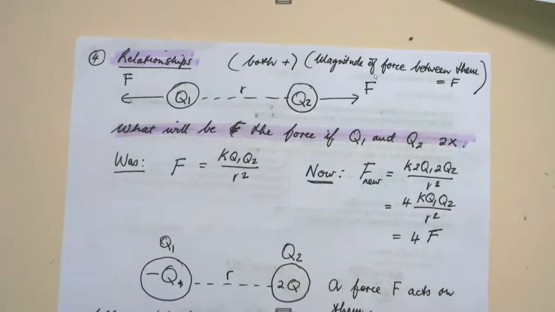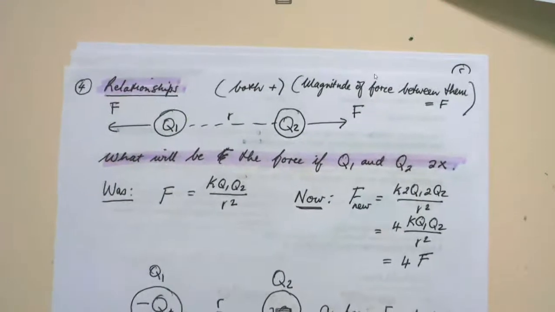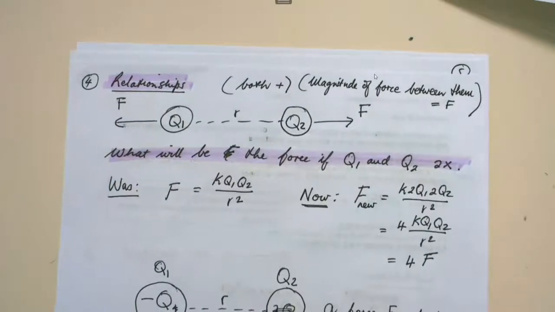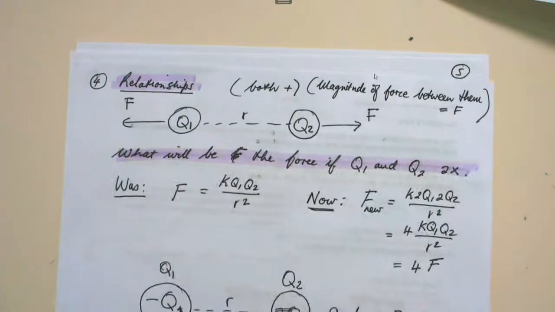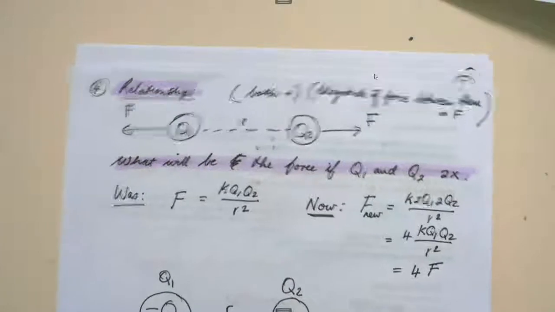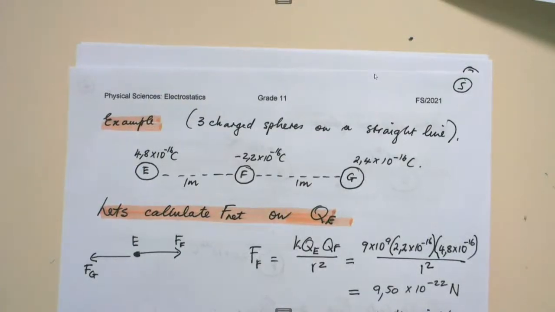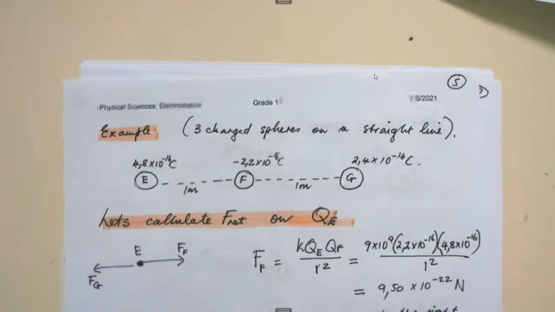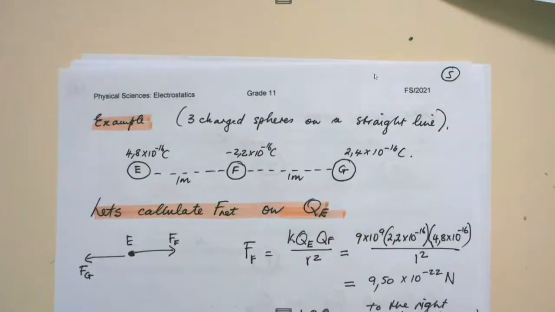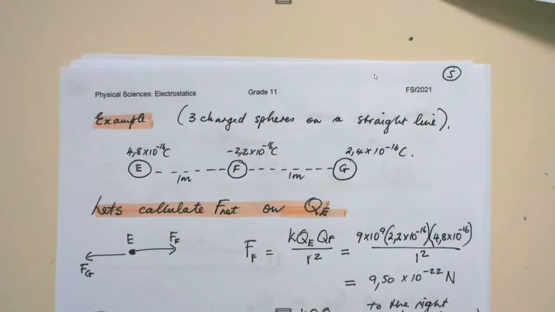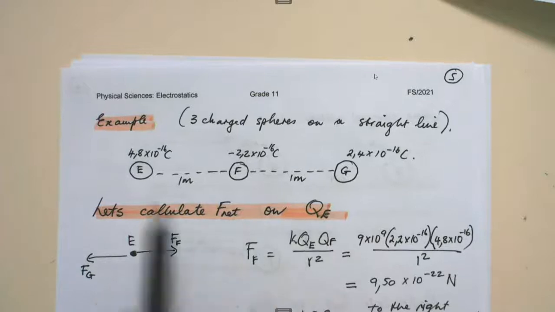It will be 4F. So that is the type of questions that you can expect to get when you do relationship questions. Very nice multiple choice questions also, and it's popular questions to be asked. Okay, so another example now is if we go to three charges, and now we need to understand what happens here in terms of the forces that they apply on one another. Let us calculate the net force on charge E.